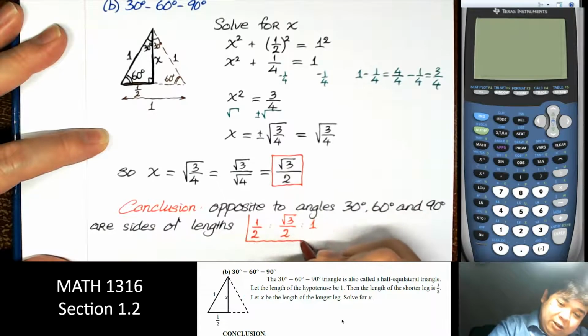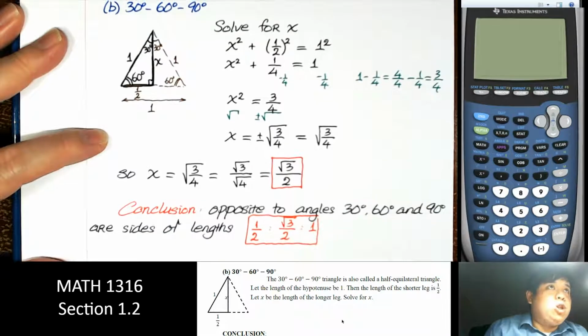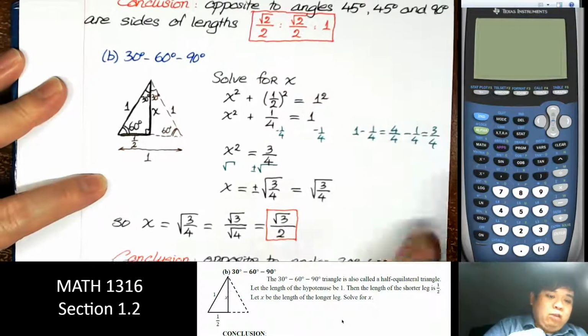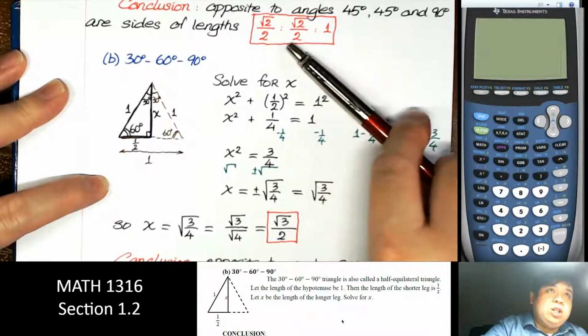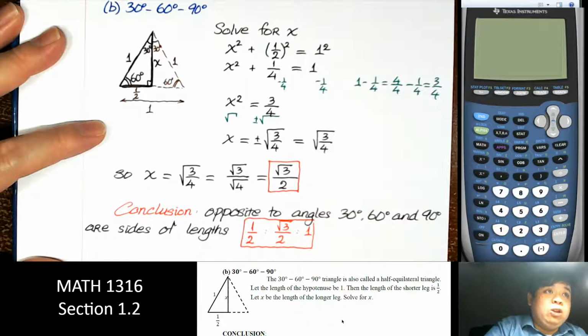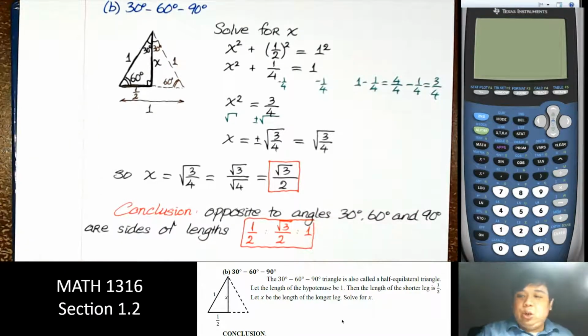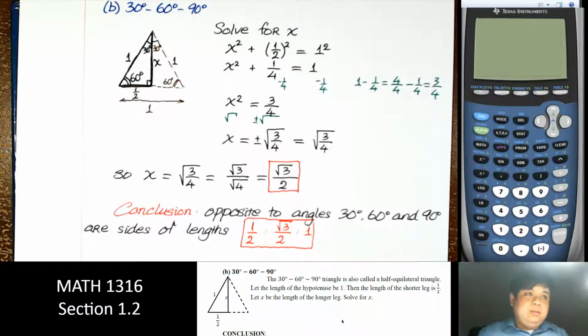So for those two special right triangles, we have the ratio square root 2 over 2, square root 2 over 2, and 1, and then 1/2, square root 3 over 2, and then 1. So those are two special right triangles, and then the other triangles are proportional to the size.